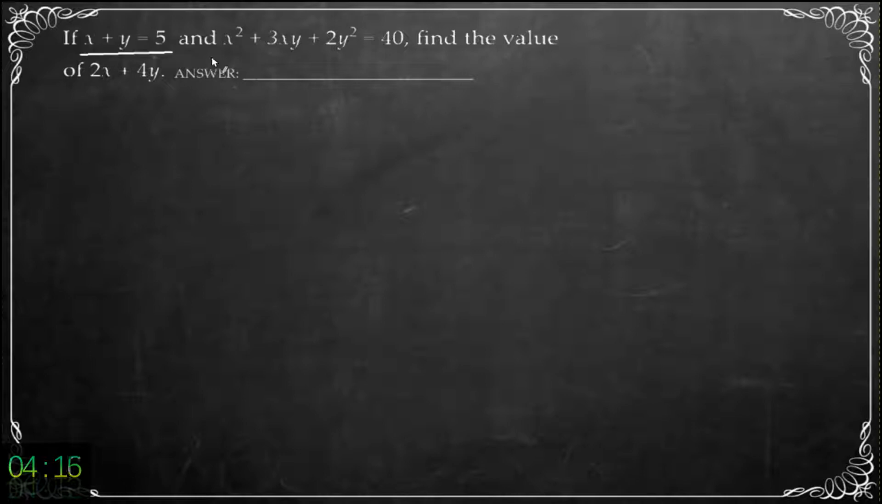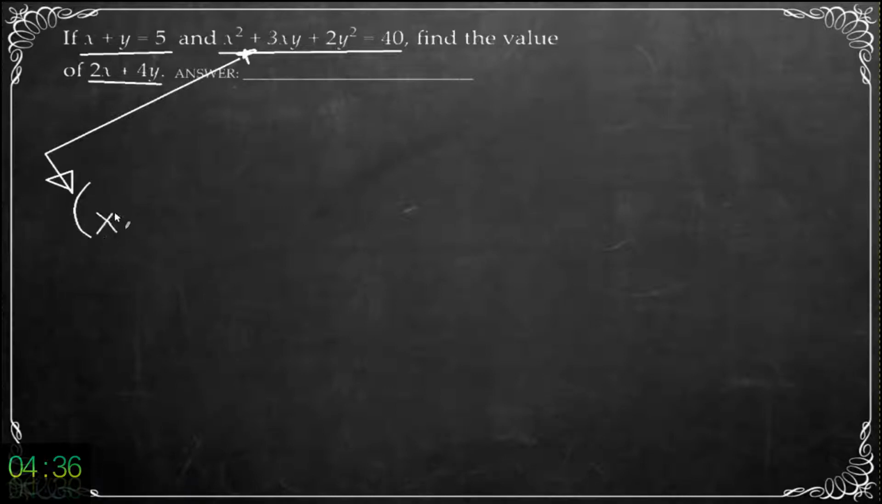If x plus y equals 5, and x squared plus 3xy plus 2y squared is equal to 40, find the value of 2x plus 4y. Okay, well, I'm going to take that second equation and try to factor out that quadratic on the left-hand side. And it looks like to get the first term, I'll have x and x. We've got positives all the way through, which leads me to believe it's going to be x plus y and an x plus 2y to get that 2y squared for the last term.